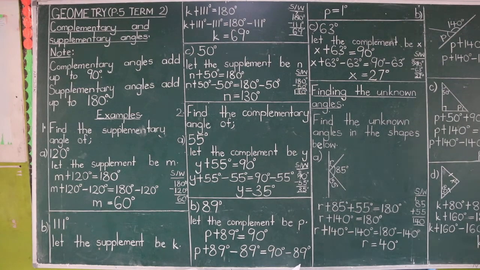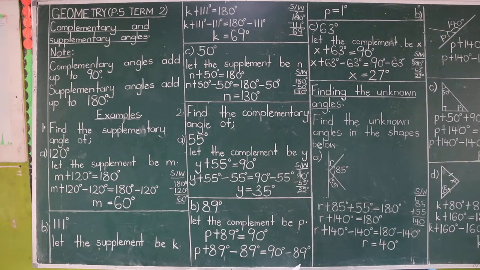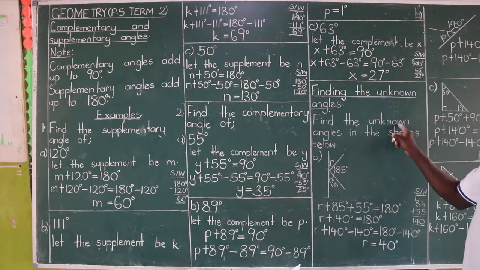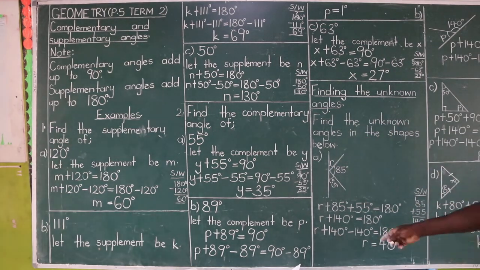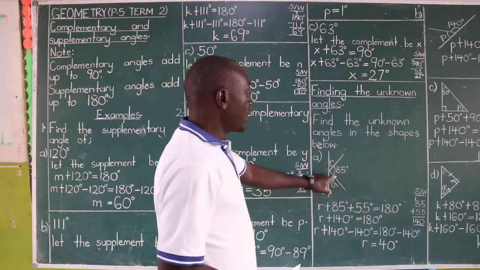Then you will be brought different figures with unknowns, but they will ask you to find the value of the letter in the given figure. Like it is, finding the unknown angles. The general instructions say, find the unknown angles in the shapes below. Part A. So part A, look at the shape.